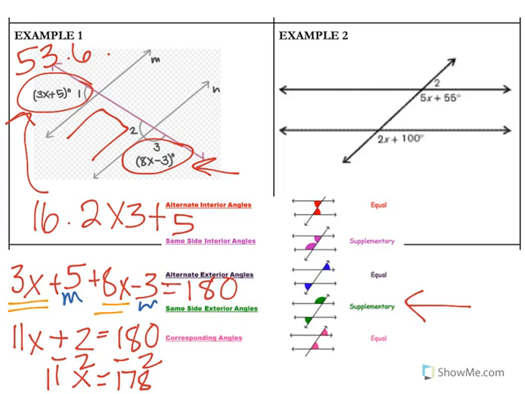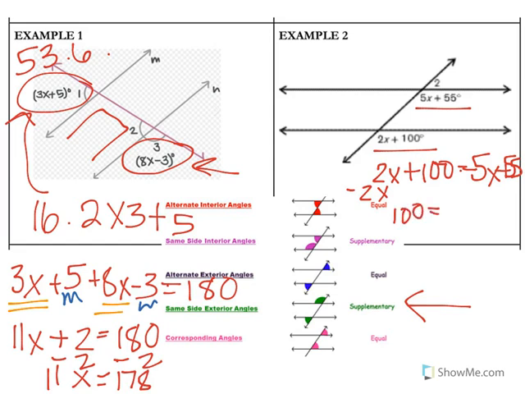Looking at example 2, I need to find the relationship between these two expressions. And if I look at my visual, it looks like these are corresponding angles. Corresponding angles are equal. Okay, so now I would take this and I would say 2x plus 100 is equal to 5x plus 55. All right, so I want to bring my x's to the same side. I'm going to take away the 2x here. That's going to leave me with 100 equals, and I'm going to take it away here, of course. That gives me 3x plus 55.